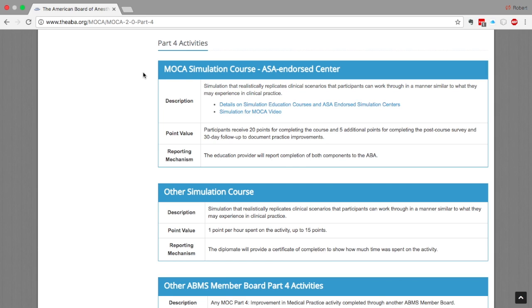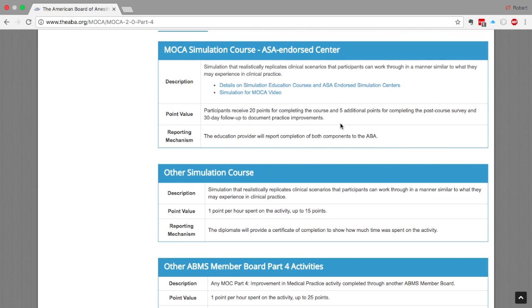You can do it in one sitting, more or less, but it does require travel and some pretty good expense on our participants' part. This will fulfill your entire 25 points for the 5-year period for MOCA 2.0 Part 4. We need to get 25 points in the first 5 years and 25 points in the second 5 years of the 10-year cycle, and this will count for the whole thing. It's 20 points for the actual course, and then 5 additional points if you do the survey and follow-up document how you implemented what you learned.